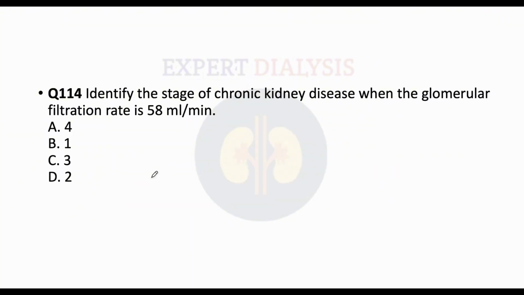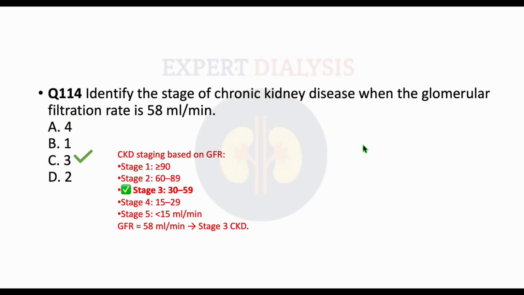Moving to the next question, it says identify the stage of chronic kidney disease when the GFR rate is 58 ml per minute. So this is a very easy question. If you know the stages of the CKD, you will be able to easily mark the answer.